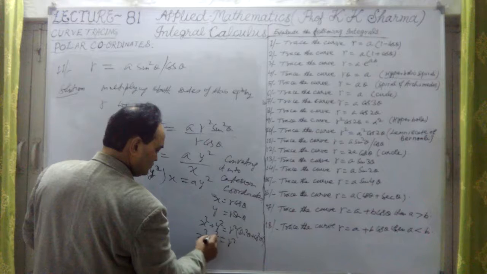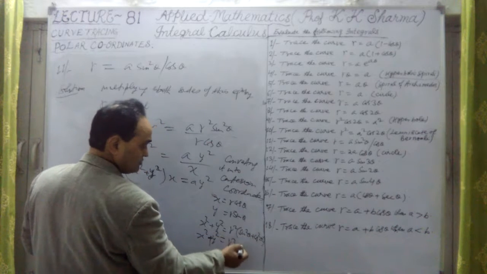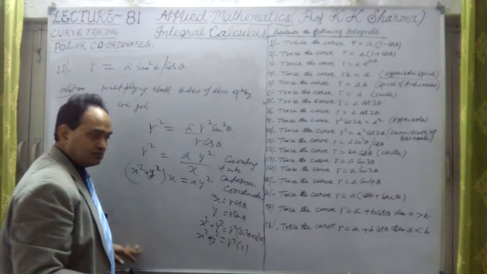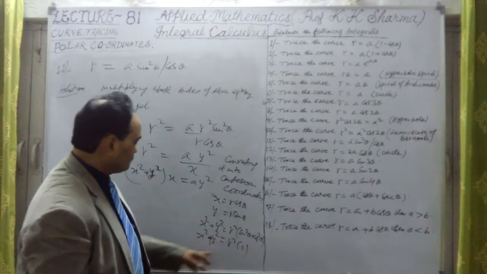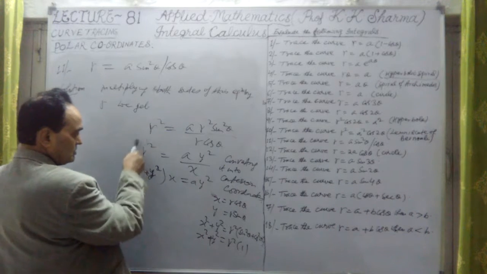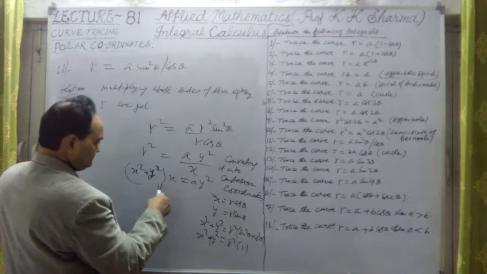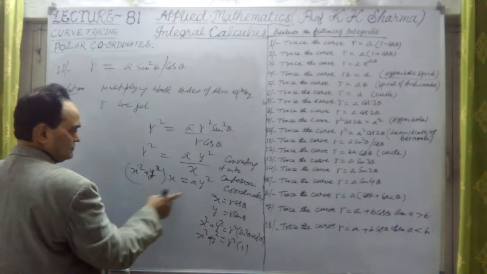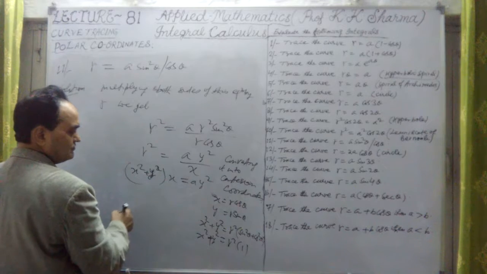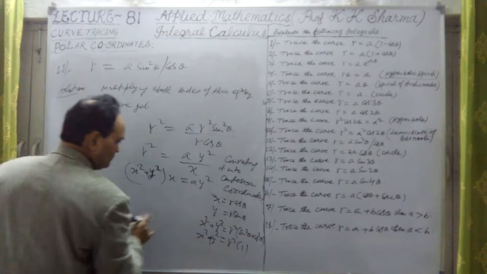We convert that into Cartesian coordinates. Therefore, r square, since sin square theta plus cos square theta is 1, so here r square is converted into Cartesian coordinates. Now it can be solved further. It can be solved for y here.